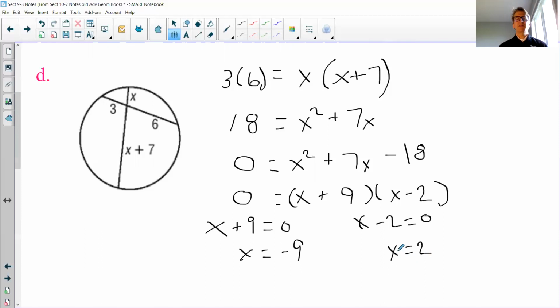Now when you're factoring, sometimes you get these two answers here, and you've got to look at the problem. A negative 9 would be a negative distance, so we're just going to cross this negative 9 off. It doesn't make sense in the problem. We're going to work with this answer, x is 2. So 2 plus 7 is 9, and x is 2. And that is letter D.